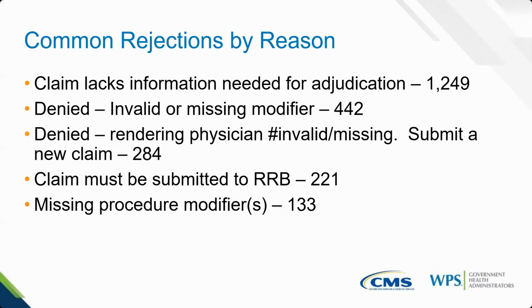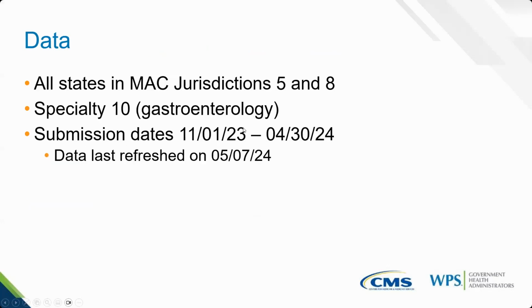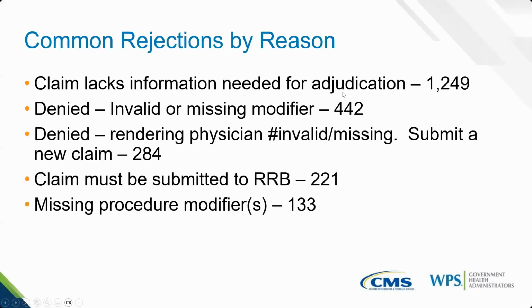Here are the common rejections by reason code. You will see numbers listed after the reason for rejection. 1,249 rejections for those parameters on this slide that I just talked about: submission dates November through April, specialty 10. 1,249 claims were rejected or deemed unprocessable because the claim lacks information needed for adjudication.